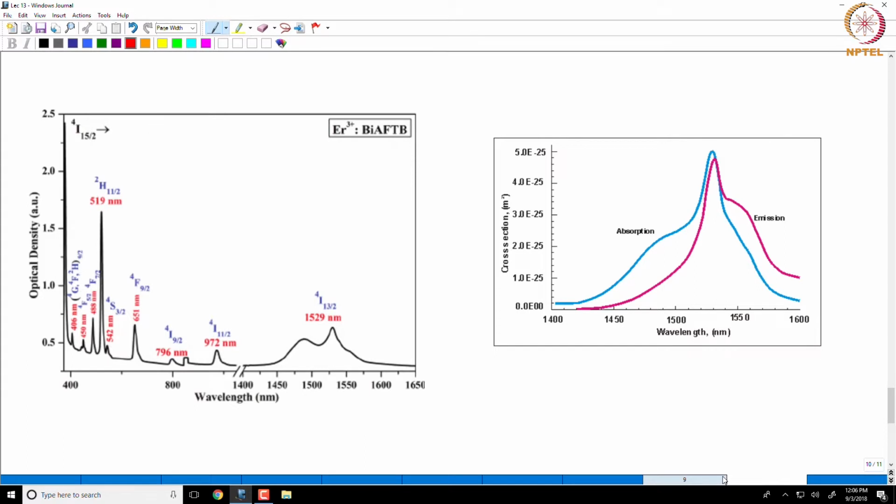Just looking at this, what do you think the relative values of sigma E and sigma A should be if you want to make amplification? Would you get amplification across this entire band that is mentioned? We are talking about a band that is in this case represented between 1400 to 1600 nanometers. Do you think it is possible to get amplification across the entire band? Where do you think you are likely to get amplification?